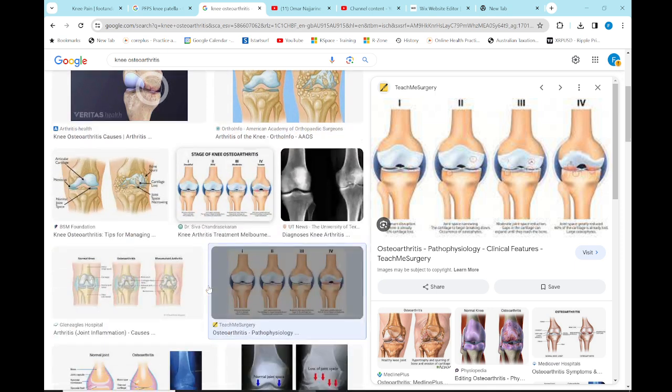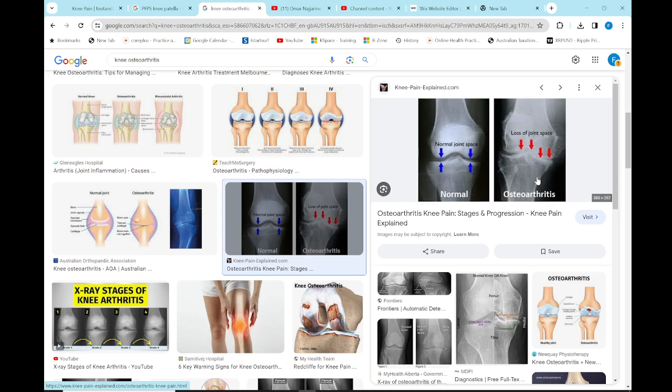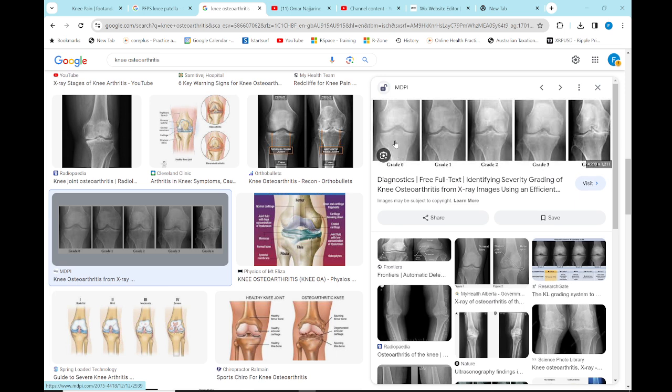A lot of times the wearing happens on either the medial side of the knee or the lateral side of the knee, and this is where podiatry comes in. This is a classification of grade 0 to 4, which is pretty much 5 grades.